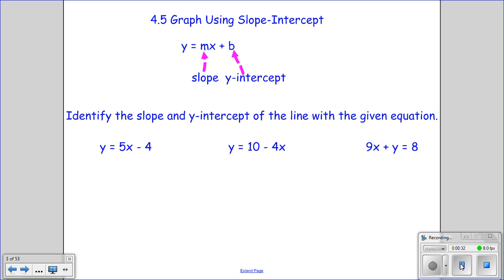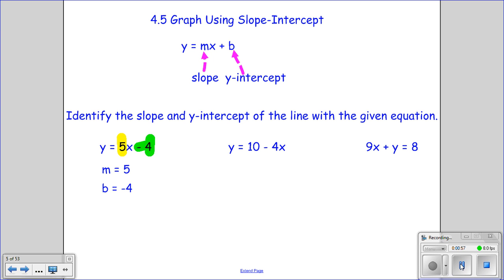Let's identify the slope and the y-intercept of the line with a given equation. We have y equals 5x minus 4. Remember, we said that the number in front of the x term is your slope, so that coefficient, m equals 5, that is your slope. Then the constant, the negative 4, is your y-intercept, so we say b is equal to a negative 4.